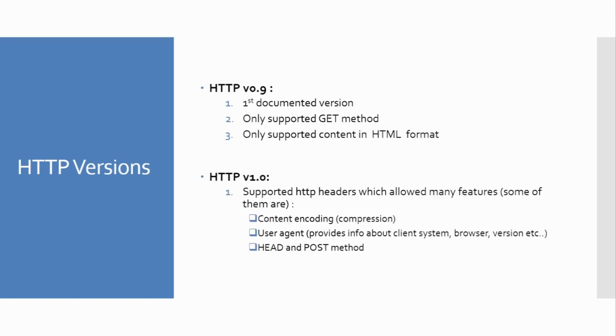Then we had the HTTP version 1.0, which supported HTTP headers, and that allowed many features, with some of them being content encoding or compression, also user agent, which provides details about the software or system used by the user when making the request. It also shows long strings that indicate the version of browser that the user was using. It also allowed the HEAD and POST methods.